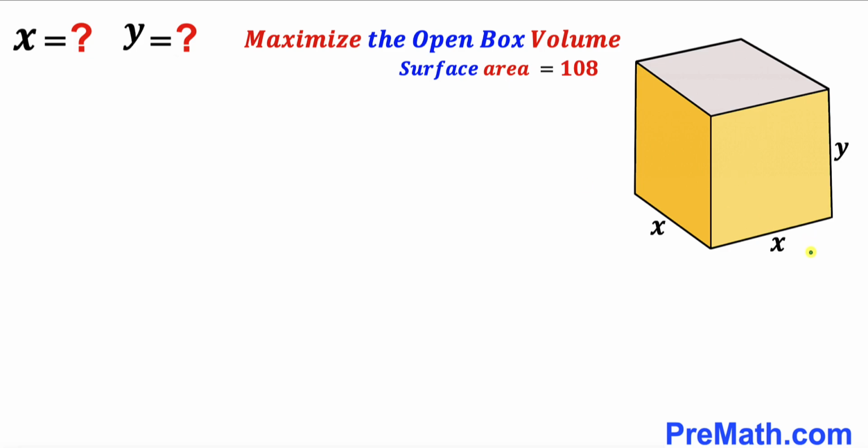We have been given this topless box, as you can see in the diagram, such that the length of this box is x units, the width is x units as well, whereas the height of this box is y units. And furthermore, the surface area of this box has been given to us as 108 square units.